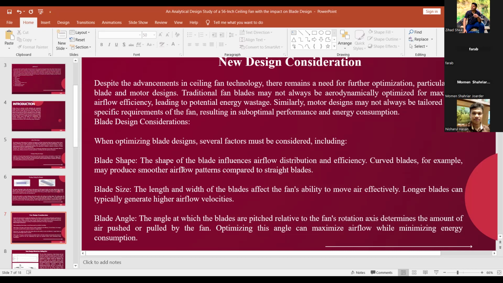The second factor we consider is blade size. The length and width of the blades affect the fan's ability to move the air effectively. Longer blades can typically generate higher airflow velocity.